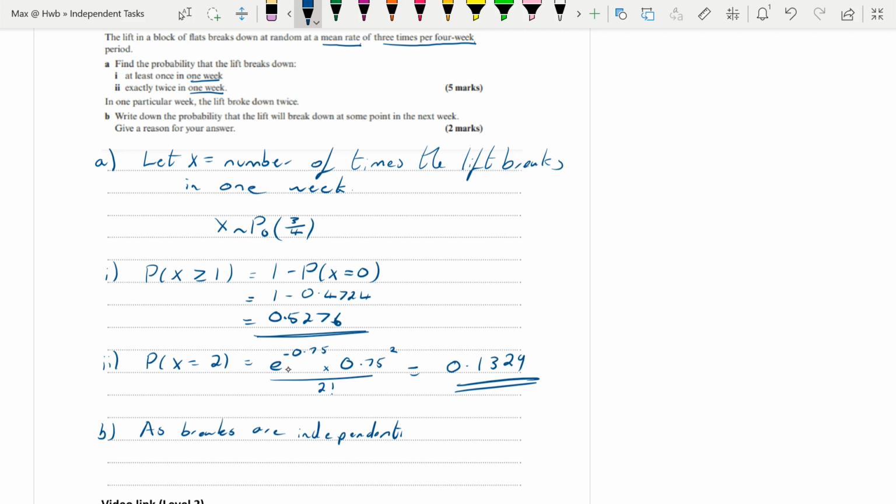Okay, so if I want to find the probability that it will break down at some point, I'm going to find the probability that x is greater than or equal to 1. That's it breaking down at least once, if not more than once, in the next week. Okay, and we've already done that. We did it up here, so that's 0.5276. That's my final answer. Okay, there's no need for me to think about it already breaking twice. That doesn't affect whether it's going to break down again.